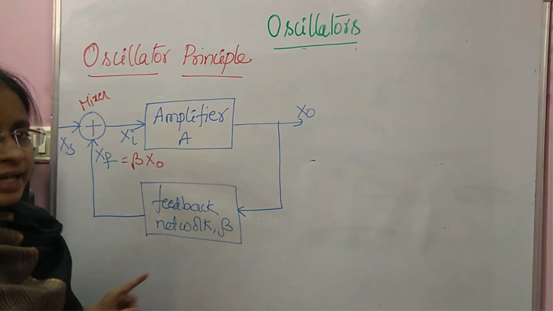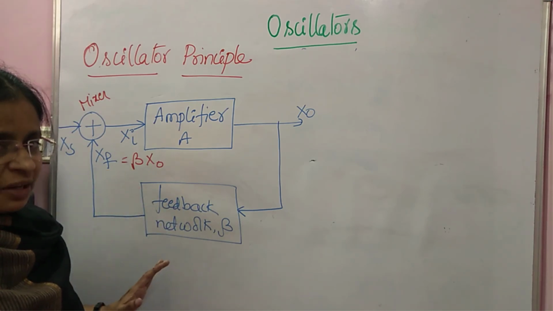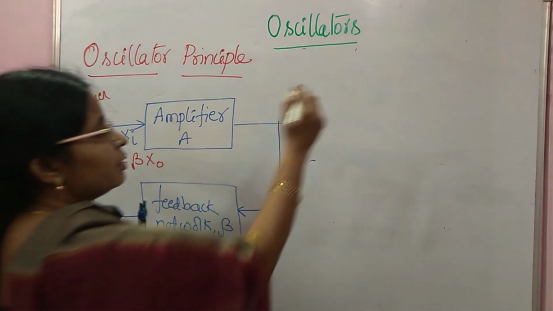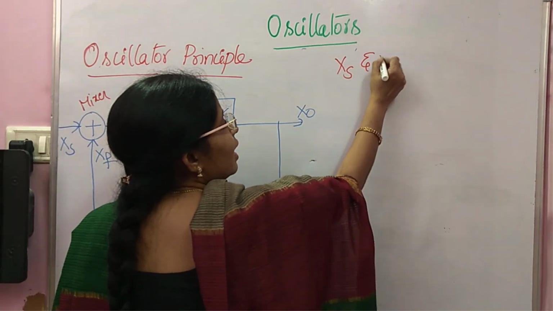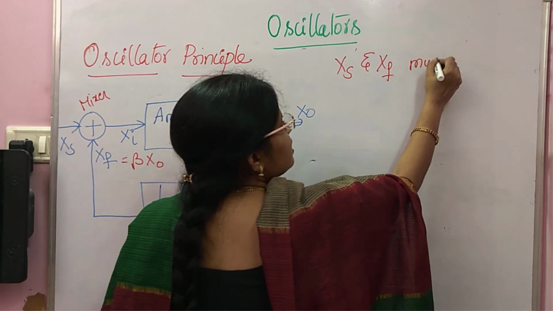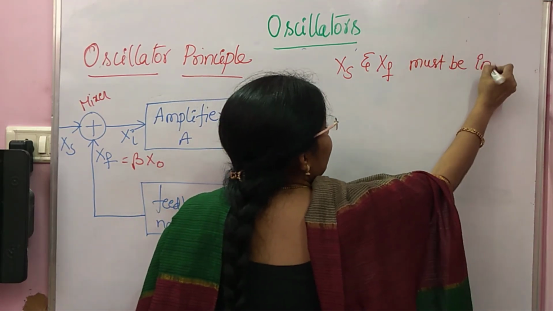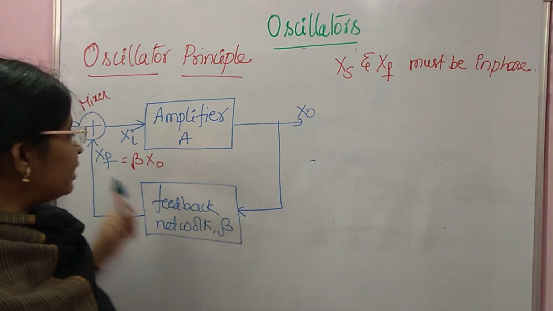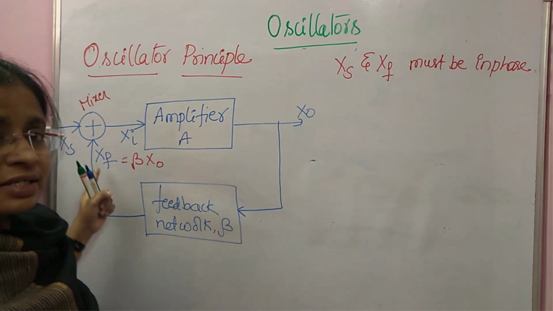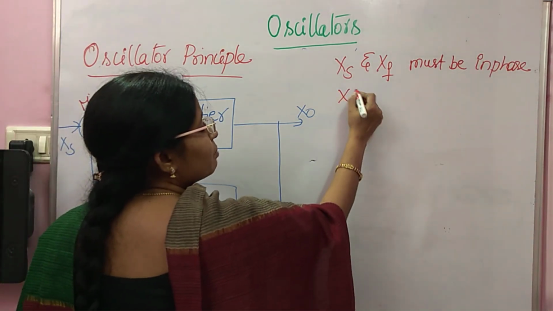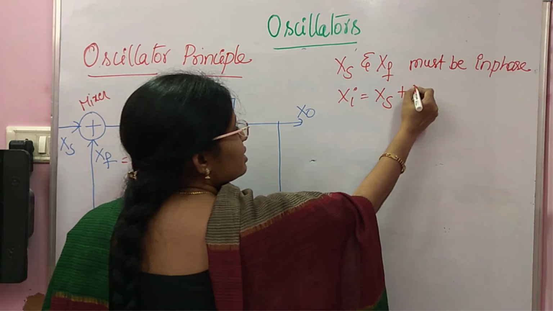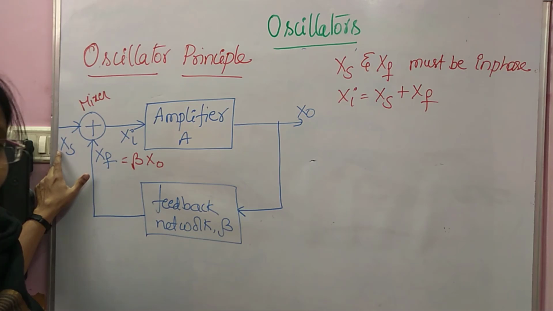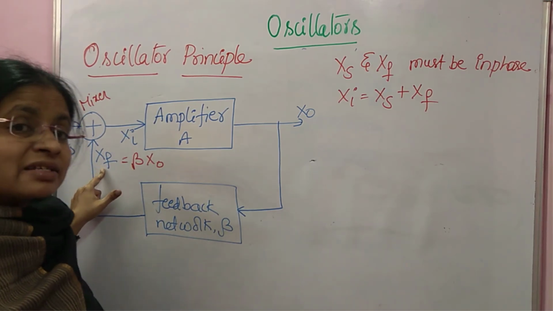Okay, the resultant is Xi. So what is positive feedback here? XS and XF must be in phase, which means the two must have the same phase. Okay, then what will happen? If the two are in the same phase, Xi becomes XS plus XF. Same phase means this is plus XS and this will be plus XF.